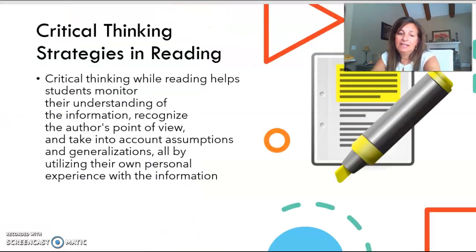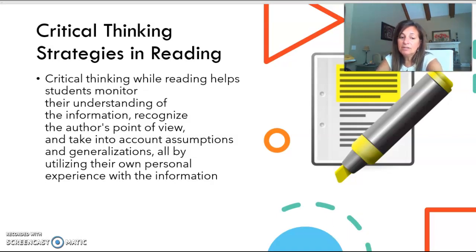So specifically in reading, how do we develop these skills? Critical thinking while reading helps students monitor their own understanding of the information, recognize the author's point of view, and take into account assumptions and generalizations. And they do this all by utilizing their own personal experience with the information.